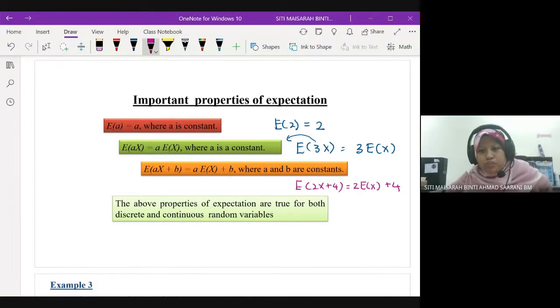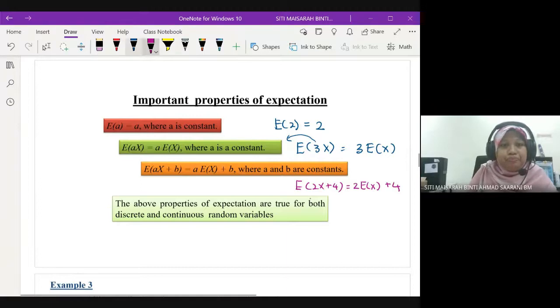Okay, E2X plus 4 is 2EX plus 4. So ada 3 kat sini lah. Kalau dia constant, dia dapat constant. Kalau dia ada X, depan tu dia akan keluar. Kalau E3X dia jadi 3EX. Kalau E4X jadi 4EX. Kalau E3X, kalau dia combination 1 dengan 2.